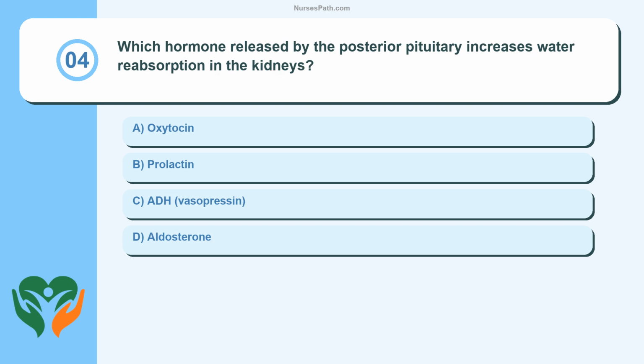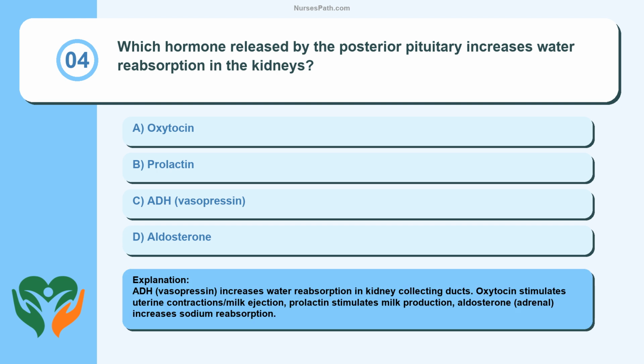Question 4. Which hormone released by the posterior pituitary increases water reabsorption in the kidneys? Oxytocin, prolactin, ADH, vasopressin, aldosterone. ADH, vasopressin, increases water reabsorption in kidney collecting ducts. Oxytocin stimulates uterine contraction and milk ejection, prolactin stimulates milk production, aldosterone, adrenal, increases sodium reabsorption.